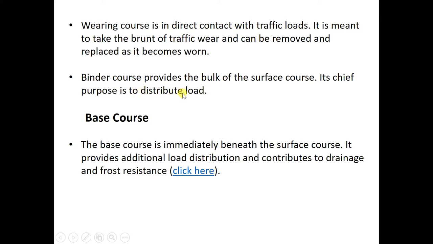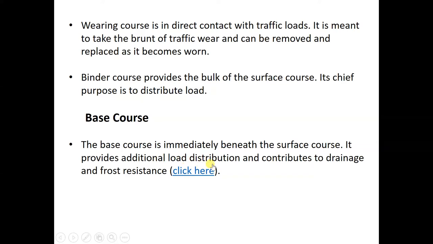Actually, in taking the traffic loads, both the wearing course and the binder course have almost the same load capabilities. But the binder course is cheaper because the aggregate is not as tough as the aggregates in the wearing course. So we use a thicker binder course to reduce cost. Okay, the next one down is the base course.